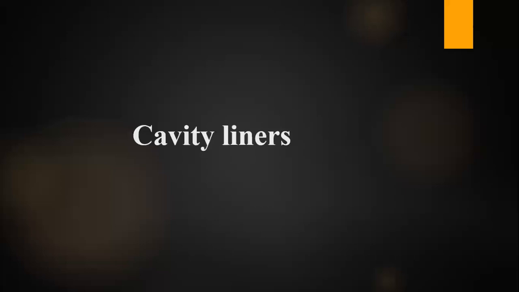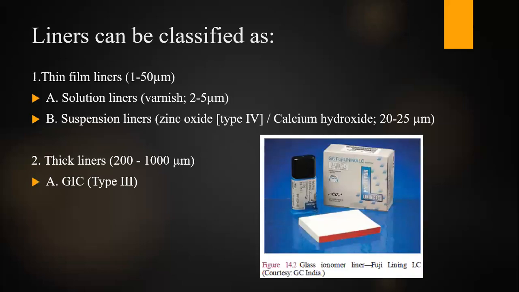Next is cavity liners. Liners can be classified as thin film liners and thick film liners. Thin film liners are further classified as solution liners and suspension liners. Thin film liners should have a thickness of 1 to 50 micrometers, and solution liners include varnish and they should have a thickness of 2 to 5 micrometers.